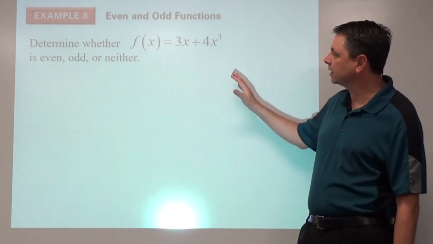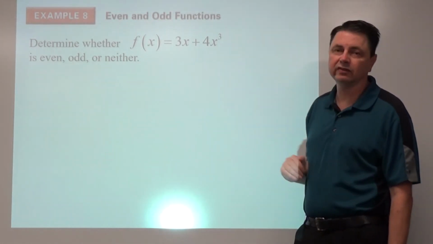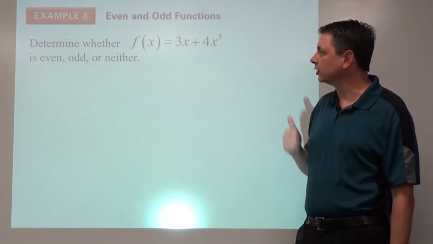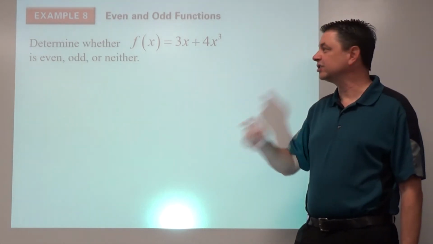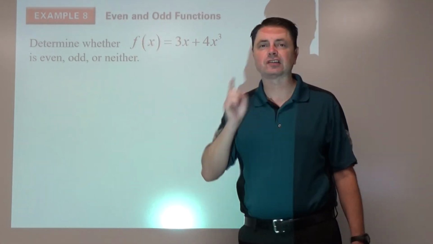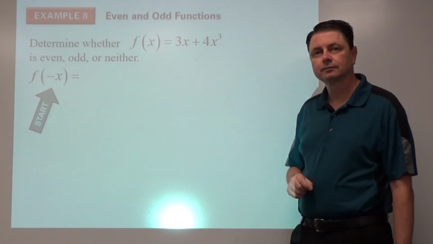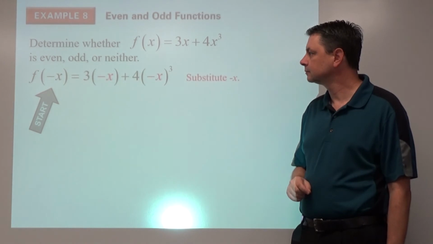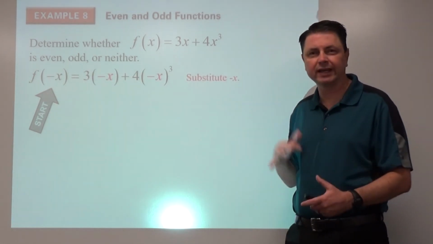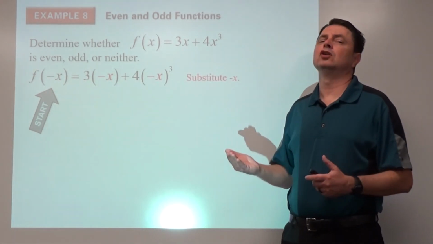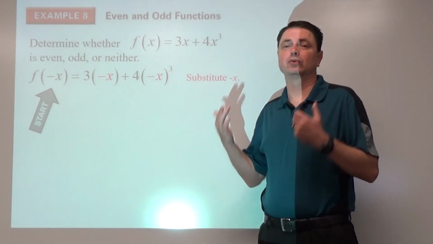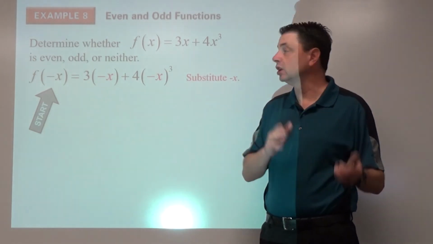Now, algebraically, can we determine whether the function is even, odd, or neither? Again, we always start with f of negative x, and show the substitution. We just work it out and simplify. We're going to look first: does it come out to be the original function? If not, we'll adjust from there.